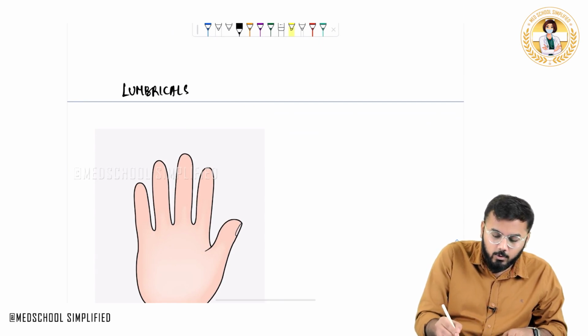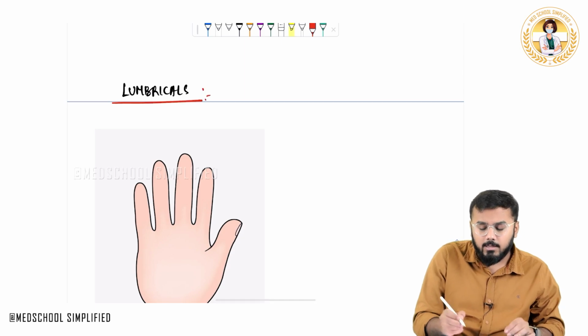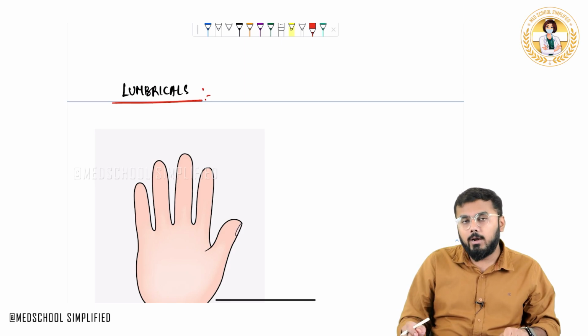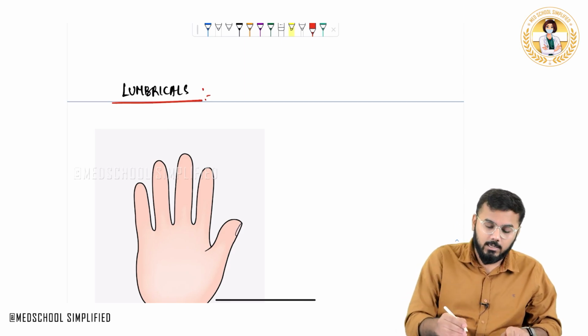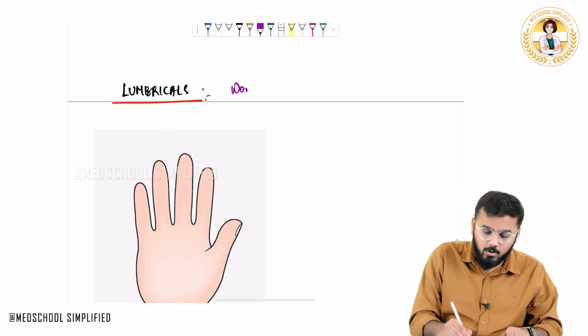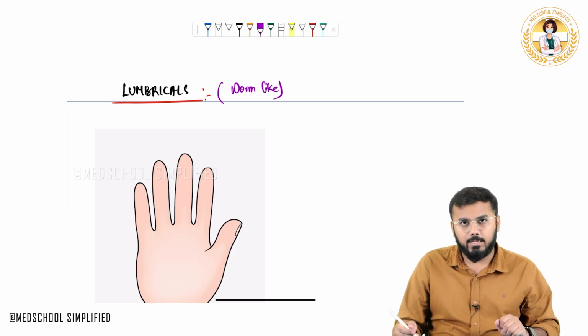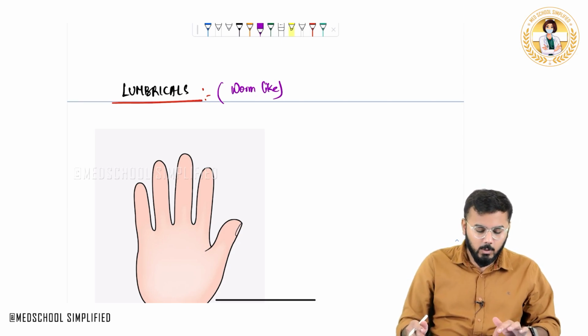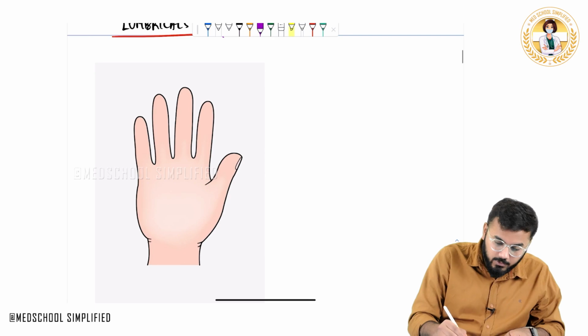As I have already told you, if you want to remember why these are called lumbricals, it is because they are lumbricoid-like muscles. They are worm-like muscles. So let me write a note here: they are worm-like. That is why they are called lumbricals. By the way, let me first of all draw these lumbricals.